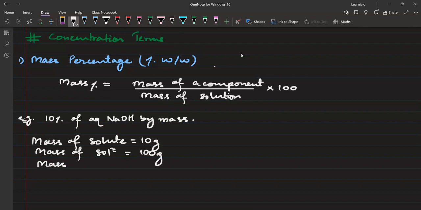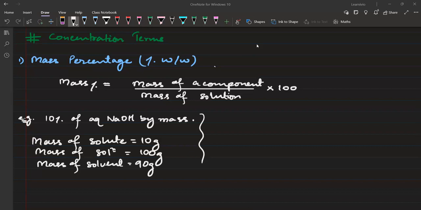That means mass of solvent will be 90 grams. Make sense? Yes or no? Please tell me. Everyone, please tell me. This makes sense? Yes. Mariam, Noha, Rishita, Yes, sir. Harsha. Yes, sir. Okay?